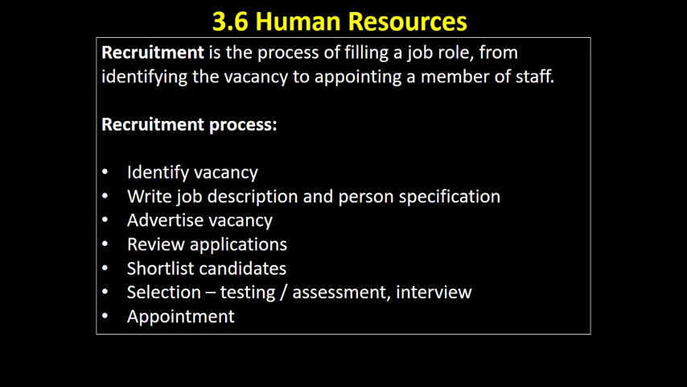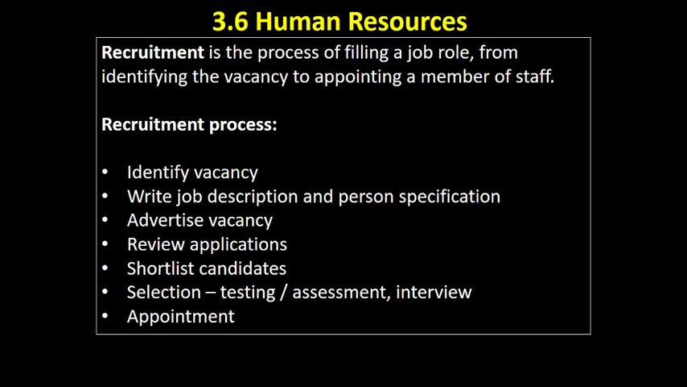And once you've identified that there's a role that needs to be done, a job description and person specification needs to be written that explains exactly in the job description what is going to be involved in that job, what are the daily activities, what are the responsibilities of the post holder, who does the post holder report to, how is their performance in the job going to be monitored and assessed, what are their key performance indicators.